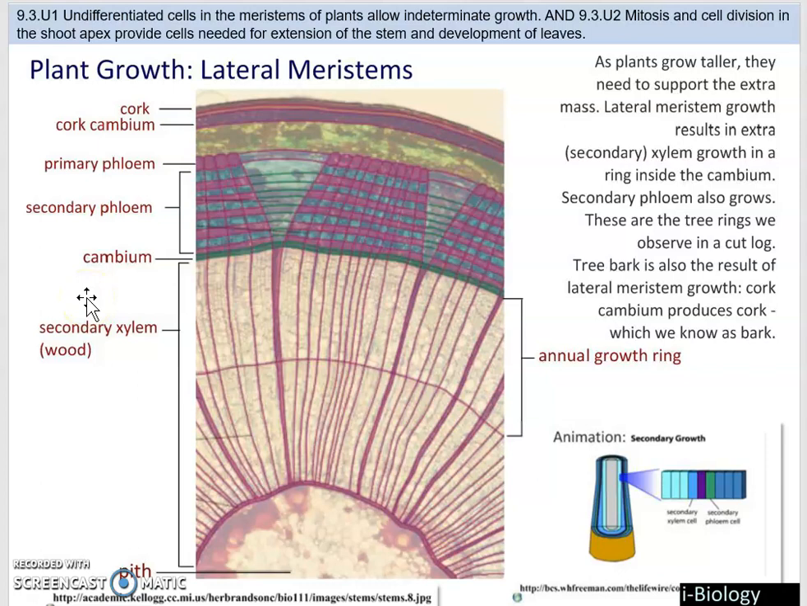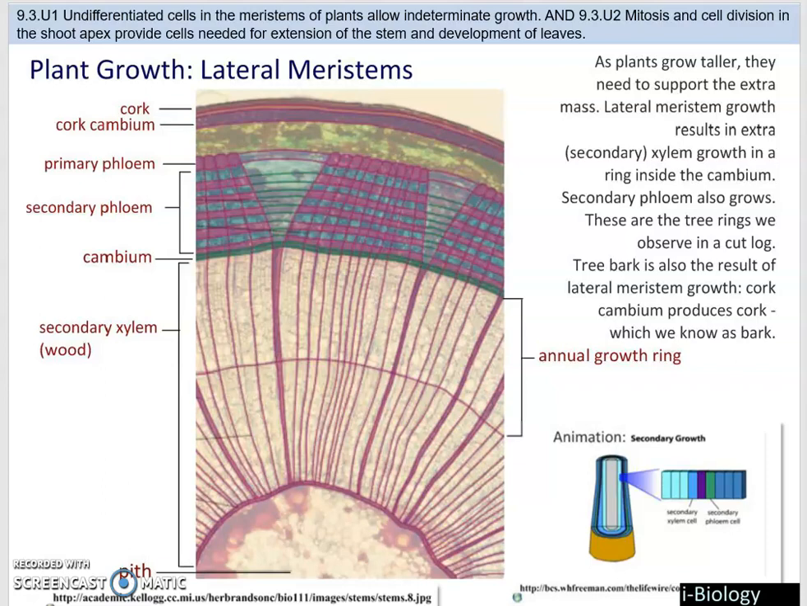In some plants, woody plants, we've also got this cork cambium region, and the cork cambium region will undergo cell division to produce bark. So the outside parts of woody plants are caused by the cork cambium undergoing mitosis.